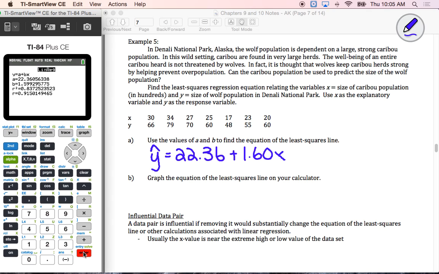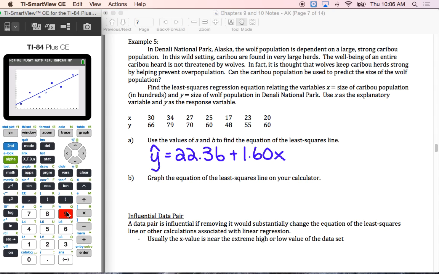Now, WebAssign will tell you how many decimal places for this A and your B, so make sure that you are typing all those parts in. Now it says graph the equation on your calculator. So we're going to go to y equals, and we're going to type in 22.36 plus 1.60x. Now we're going to hit that zoom button again and stat, because we want it to show on our graph with the points. So there's my least squares line on my calculator.